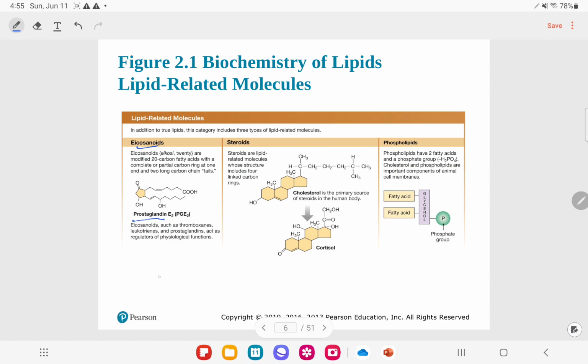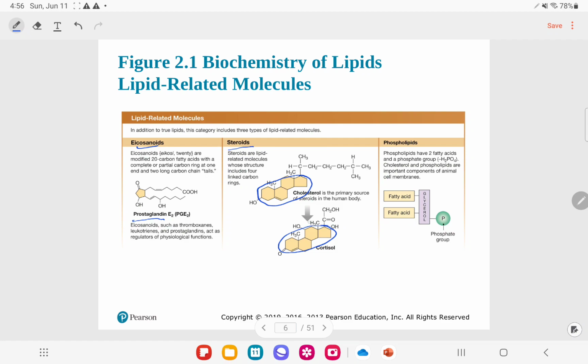So these are going to be regulators of physiological functions. We have steroids, right? Those steroids are going to be these lipid-related molecules whose structure includes that four linked carbon rings. So look at these rings, right? These ring-like structures are going to be indicative of those steroids for sure.